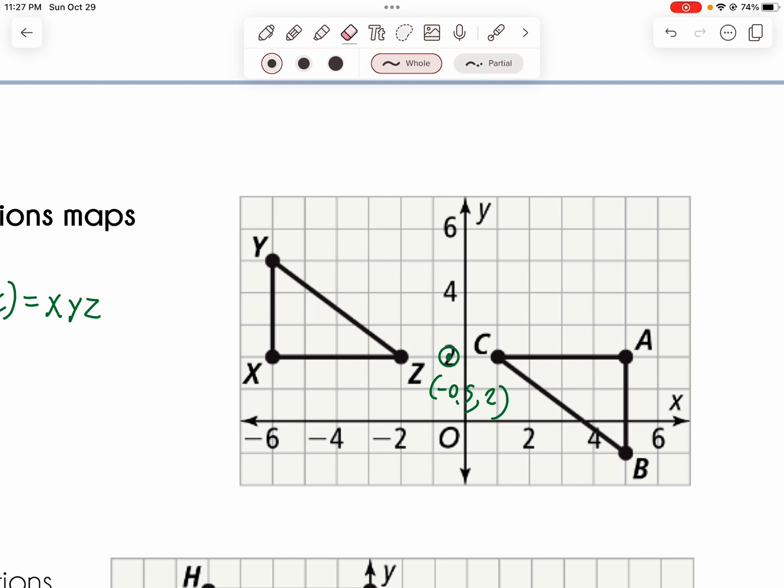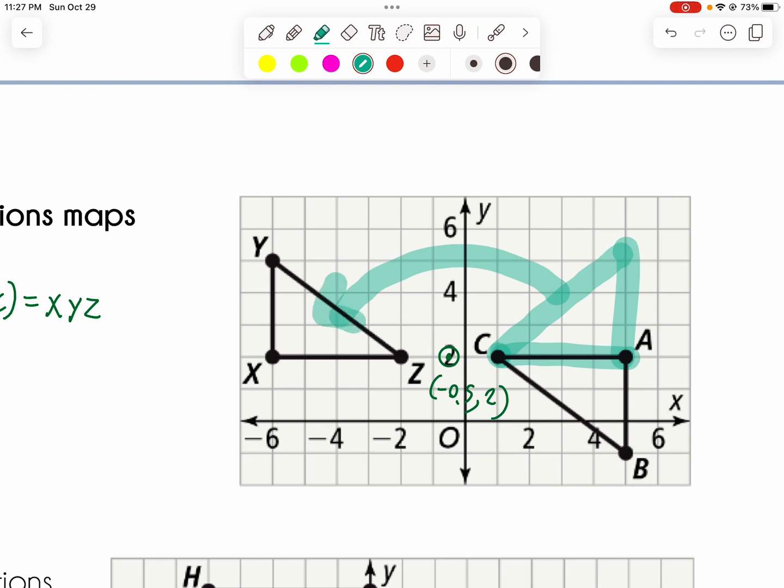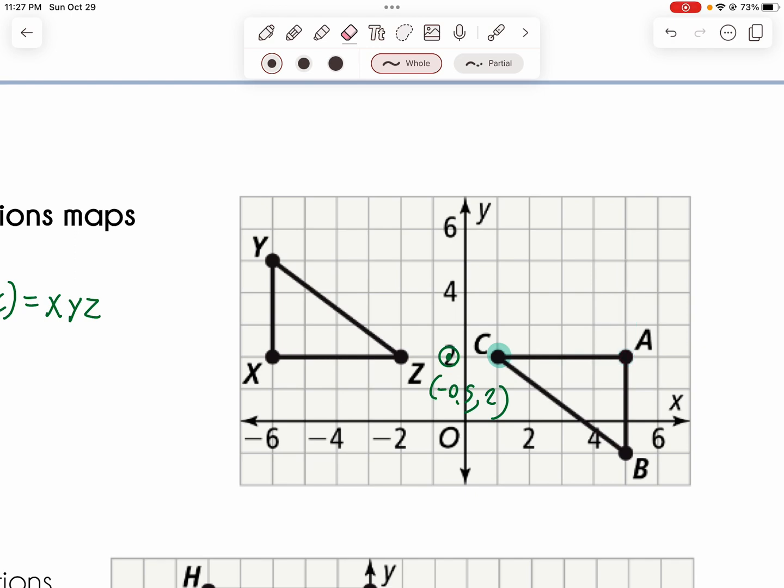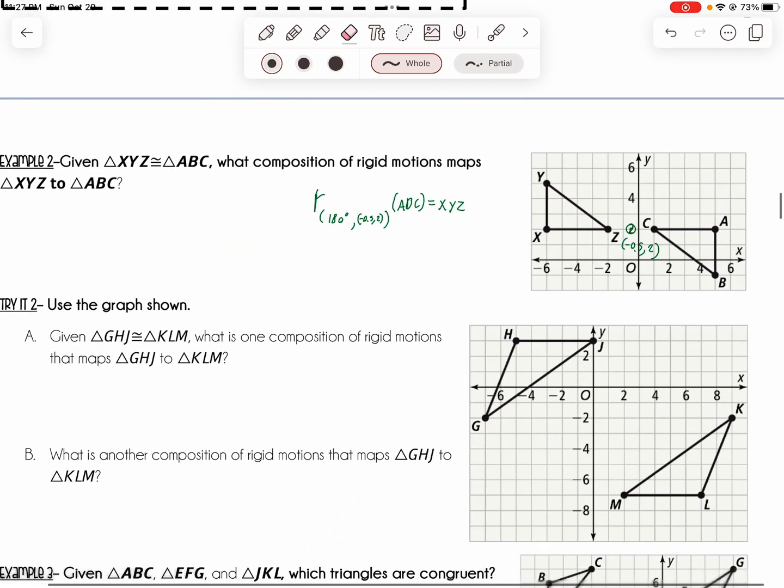Now, we could do two rigid transformations if we wanted to. I might take this and reflect it here. So it goes up like this. And then I could reflect it again here. And it goes up like that. And we learned that two reflections could be done to get you the same rotation. Okay? Could have done that.